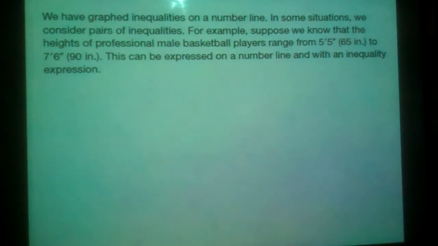It says we have graphed inequalities on a number line. In some situations, we consider pairs of inequalities, and that's the change here today. We're not just graphing one inequality, we're going to be graphing pairs of inequalities. For example, suppose we know that the heights of professional male basketball players range from 5 foot 5 inches or 65 inches to 7 foot 6 inches or 90 inches. This can be expressed on a number line with an inequality expression.